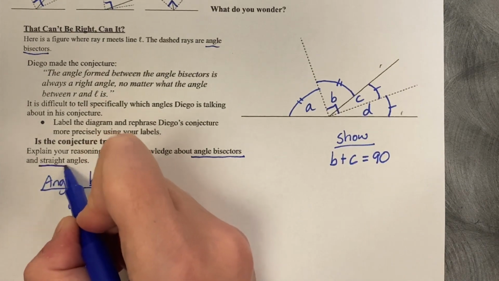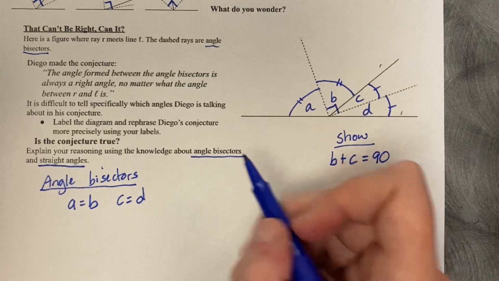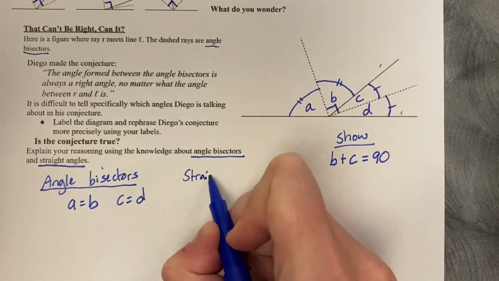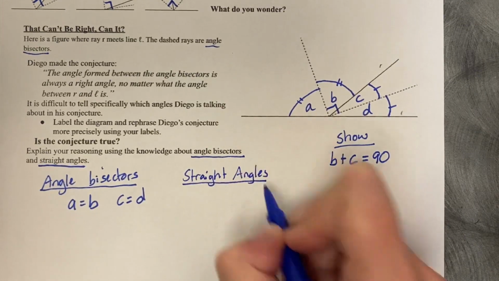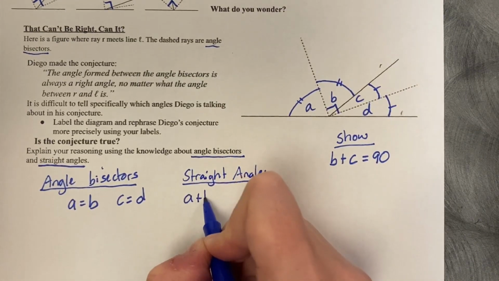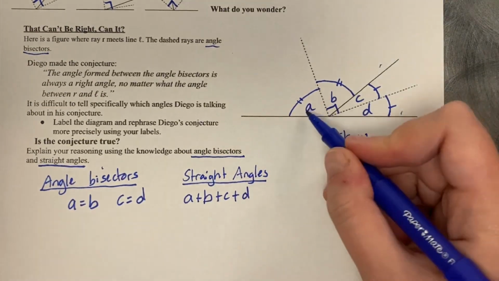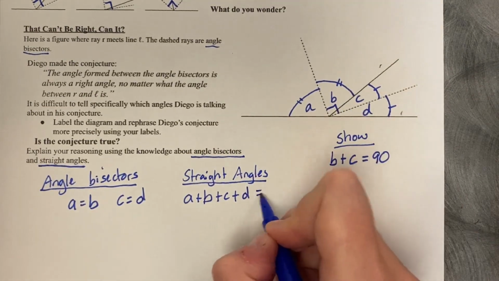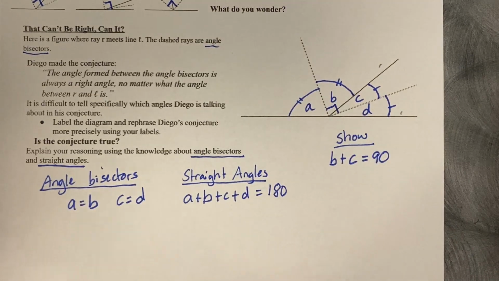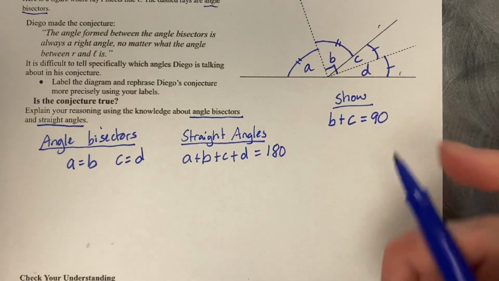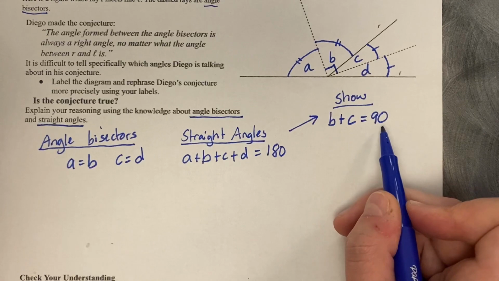Now they want us to say, what do we know is true about straight angles? Well, I've got this straight line here, so I can say about straight angles, that A plus B plus C plus D, 1, 2, 3, 4 parts are all on the straight angle together, and that total sum is 180. So now we're trying to show this: B plus C equals 90.